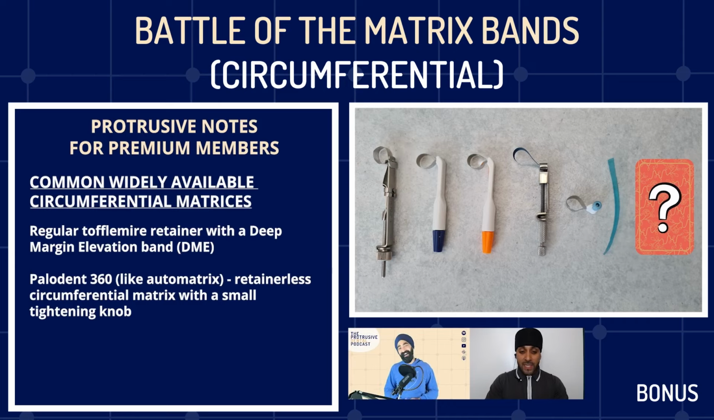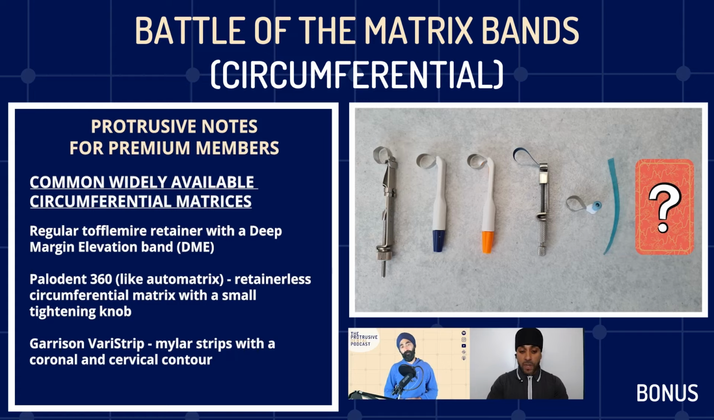That's right. So that Palodent 360, this circumferential ring without a retainer arm, it's similar to Auto Matrix, but the Auto Matrix had a specific tool to actually tighten the matrix in the mouth as well, right? So a broad category, I'm saying. And then we've got not strictly a band, but we'll be looking at Garrison VariStrips, which are mylar strips, again with a coronal and cervical contour, so a much better mylar. And then finally, we've got the wildcard entry new to the UK market, which may surprise many people.